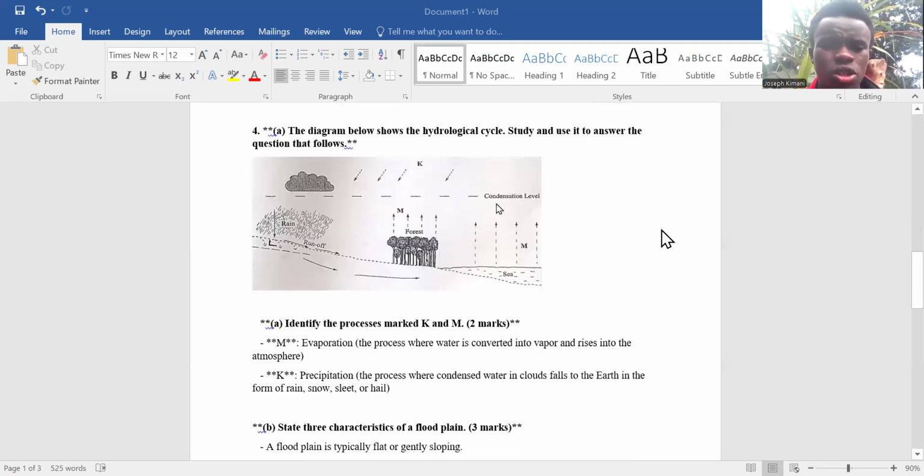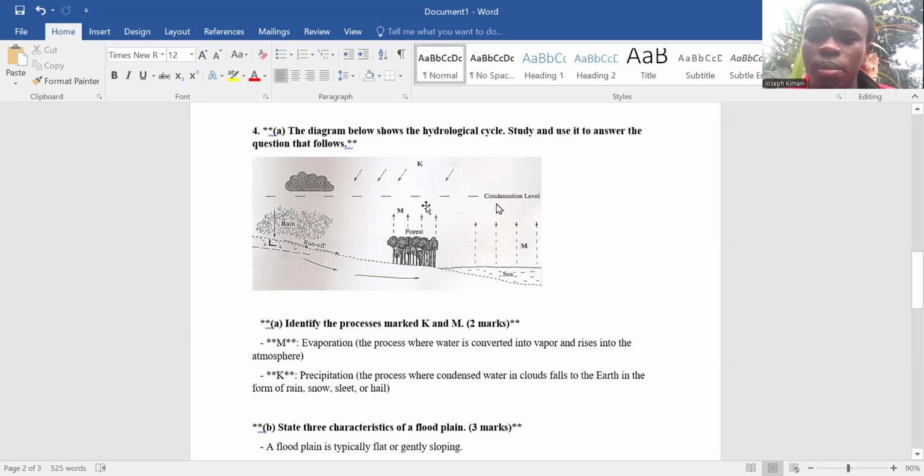Now, for the next part of the question, the diagram below shows the hydrological cycle. Study it and use it to answer the question that follows. So this being the hydrological cycle, you can see these are the clouds, this is the forest, this is the sea, these are runoff. You have been told to name the processes marked K and M. Starting with M here. Oh, before I forget, precipitation.